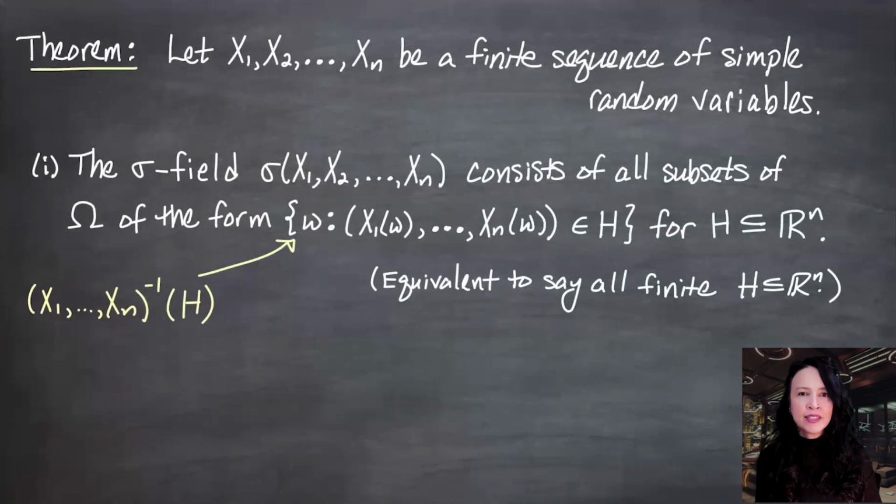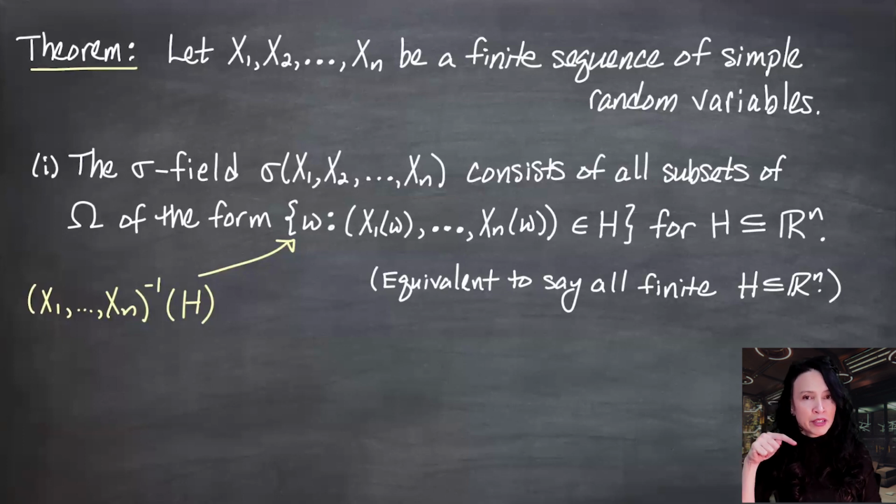And we have number 2 of this theorem. So we have a finite sequence of simple random variables, x1 through xn. We generated a sigma field with those random variables, and we bring in a new random variable, and it's measurable with respect to that sigma field, maybe with respect to the original F as well, but I don't know.